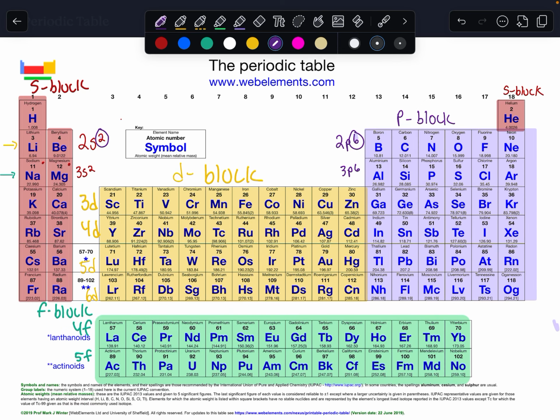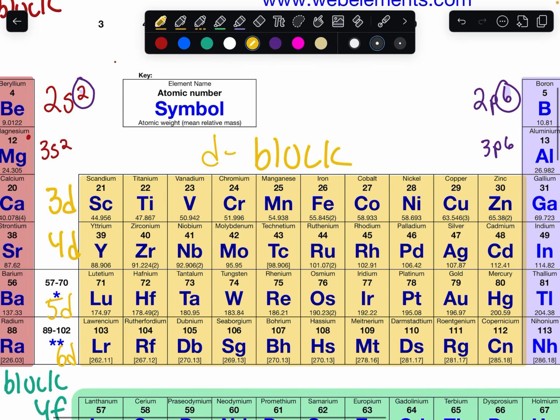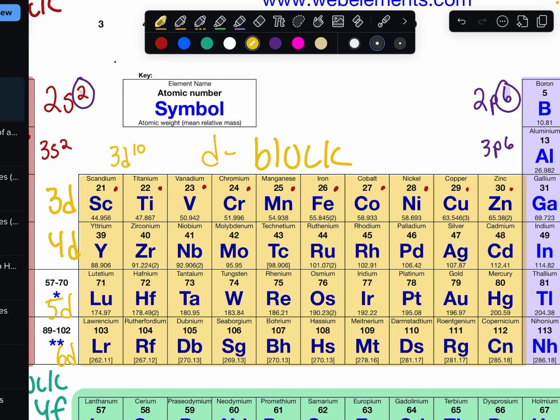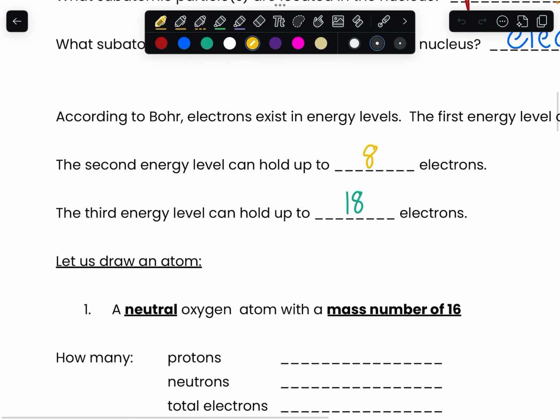But remember, the 3d block, even though it's the 4th row down on the periodic table, 3d is still filling electrons in the third energy level of an atom. So we would also count these 10 elements across the d block, each as an electron. And so that adds 10 plus 2 plus 6. This 3d10 would also be added to our electron total.